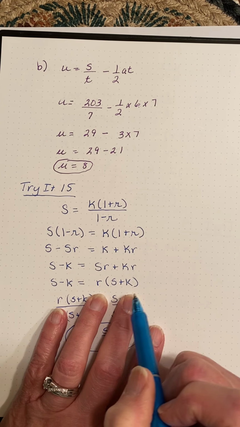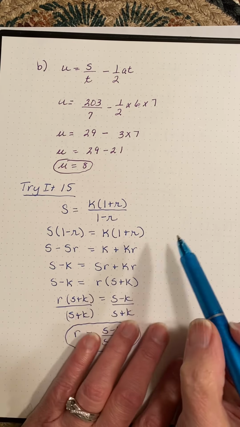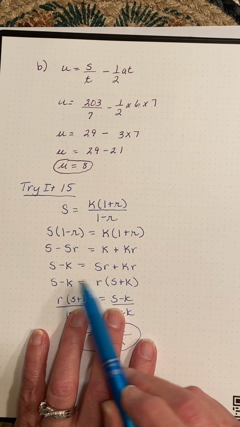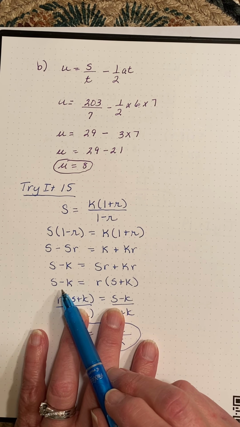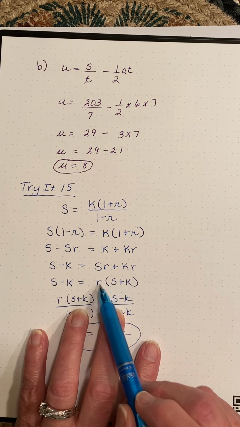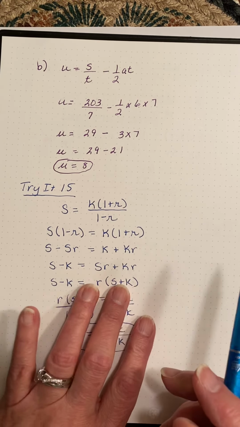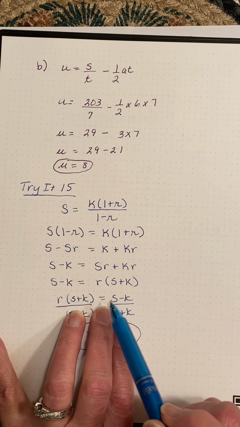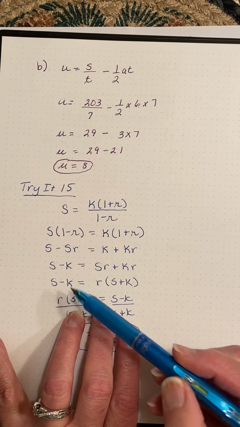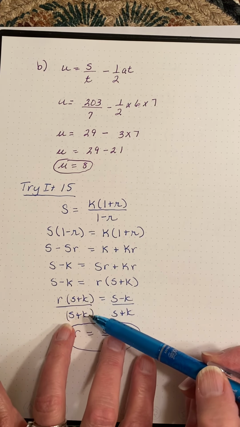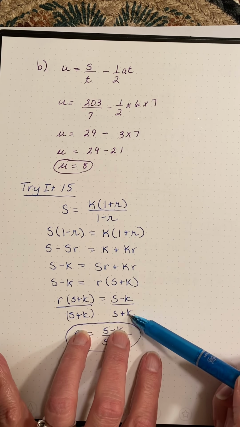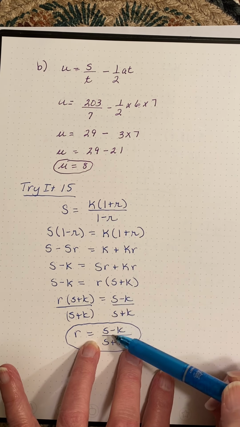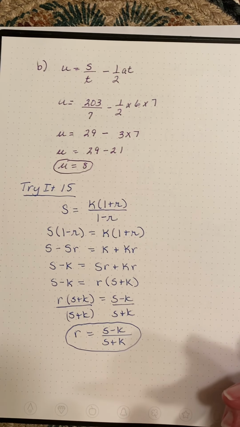Just because when I do that, I'm going to flip it over because I'm working for R. I'm isolating R. So I'm just going to flip these two sides. So I did that. I had R times S plus K equals S minus K. I want to get R by itself, so I'm going to divide through by S plus K on each side. This eliminates. I'm left with R equals S minus K over S plus K.